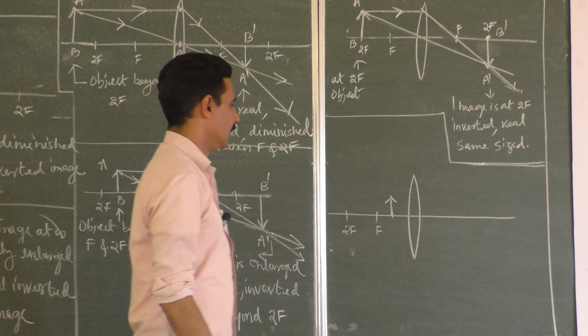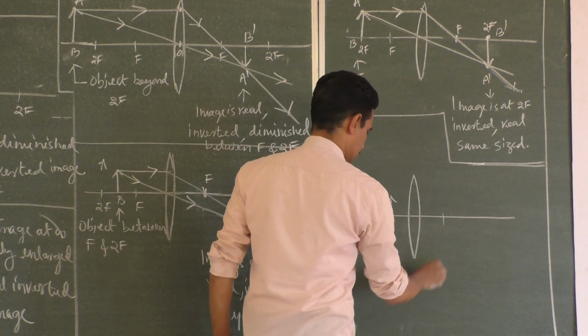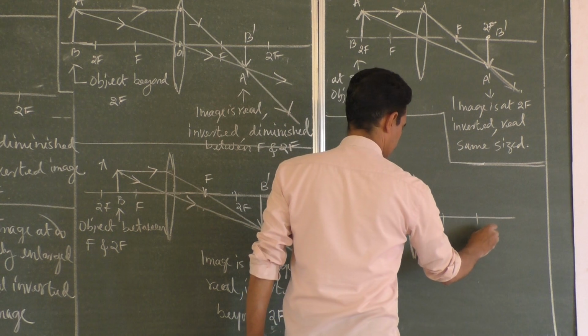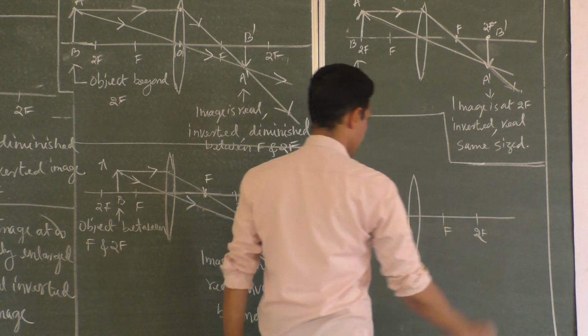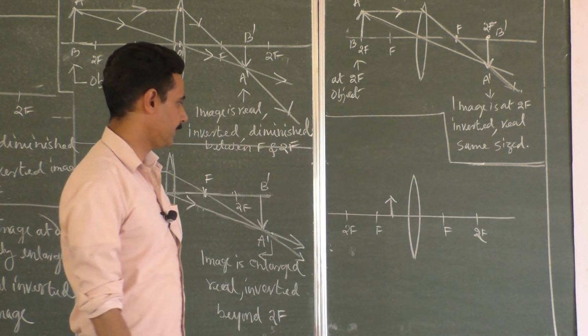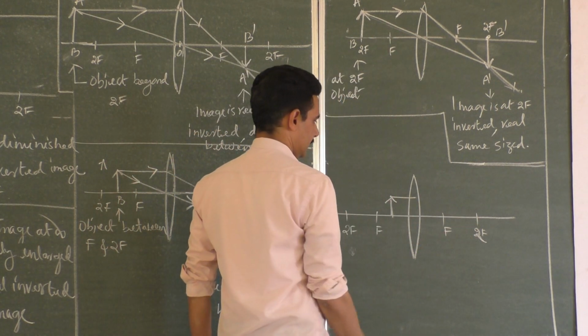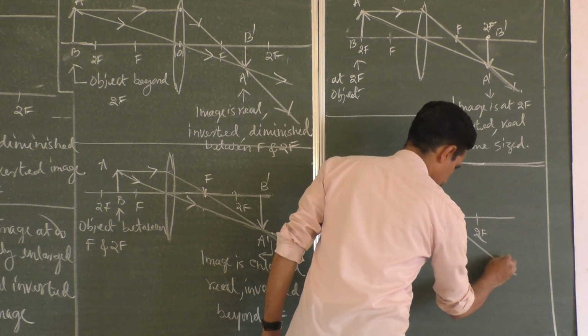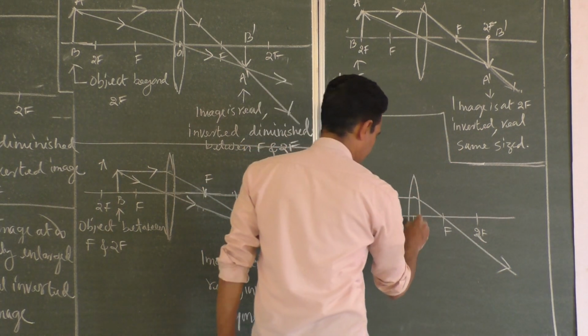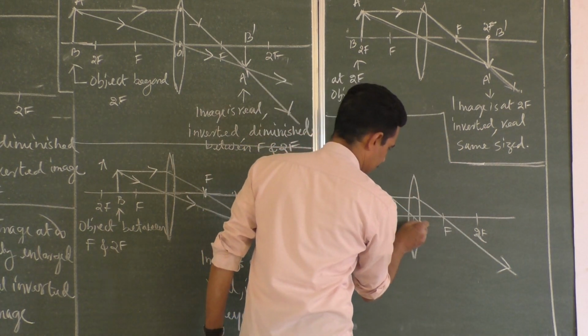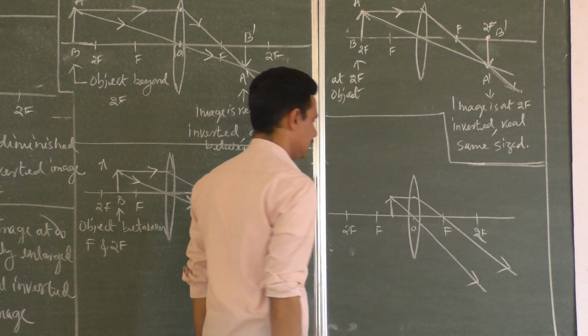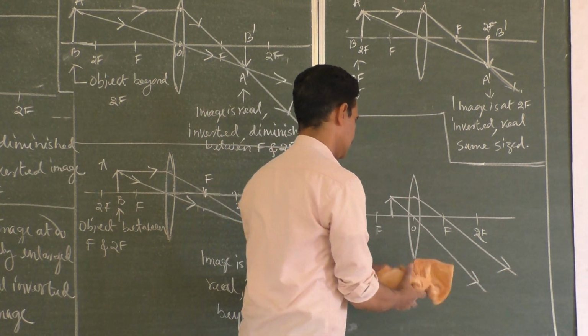Now, the focus is found on the other side also, 2f on the other side also. 2f, f. You consider a ray of light parallel to the principal axis, like this, and it passes through the focus. And another ray of light passing through the optic center moves like this. And these two rays never meet each other.